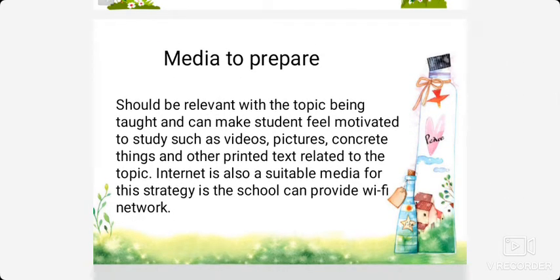Media to prepare should be really fun with the topic being taught and can make students feel motivated to study, such as videos, pictures, ghostwritings, and other print text related to the topic. Internet is also a suitable media for this strategy, as the school can provide a Wi-Fi network.